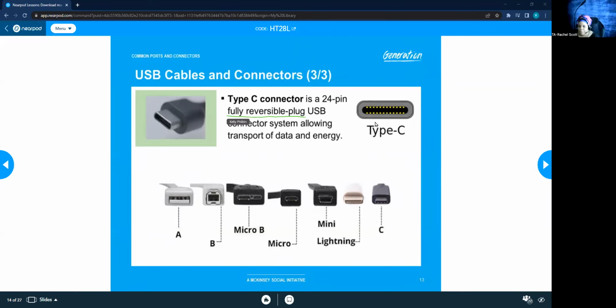Are we familiar with the Type C? It's what I have on my phone. Yes. And what does it mean by fully reversible? Or what do you think? You can plug it in any way, and it works. There's no top or bottom to it, so you can keep flipping it around. It will always plug in. Very good. Very similar to the Lightning. Yes. But typically when they mention fully reversible, they're speaking about Type C.